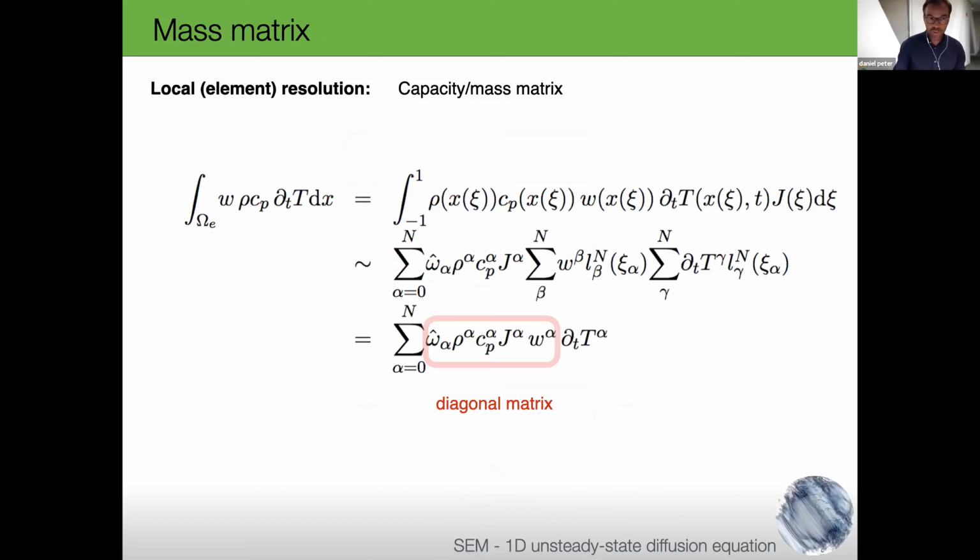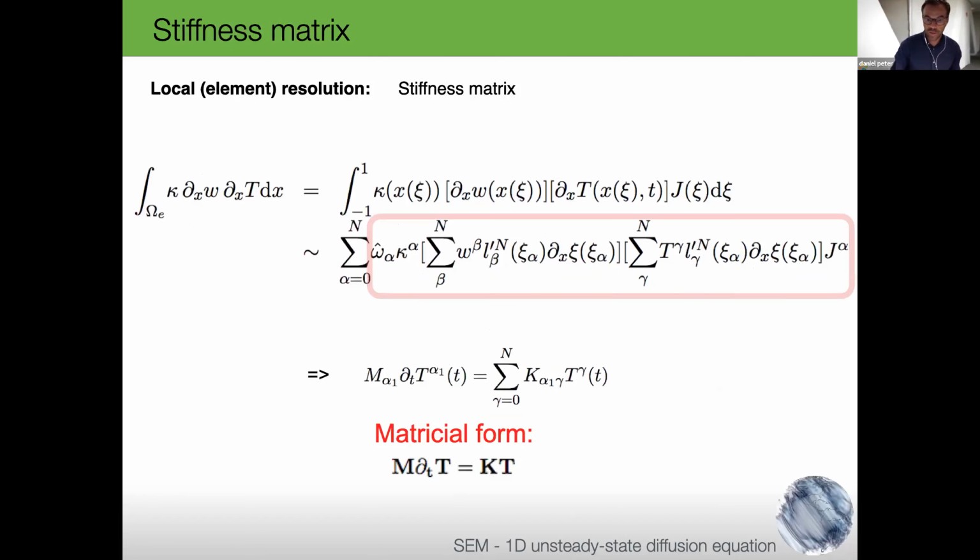Now we have the local contributions here for the mass matrix or the capacity matrix. Because of that Lagrange property with the GLL points, this boils down to having only diagonal non-zero entries for the mass matrix. Then we do the same for the stiffness matrix. It becomes then a banded form. And then we have this equation set up in a matrix form with a mass matrix, stiffness matrix.